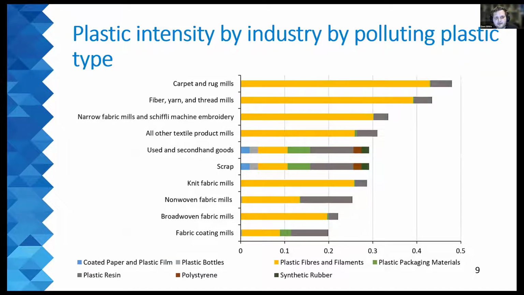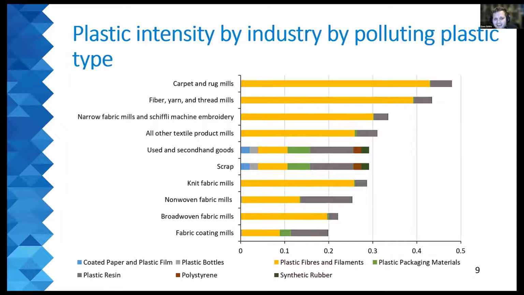Now, looking at the same graph, but just for those 7 polluting plastics that we identified a couple of slides ago, we can see here again, carpet and rug mills is the most plastic intensive industry for those polluting plastics, and 8 out of the top 10 of these industries are related to clothing and fabric manufacturing, with again the two odd ones out being used in secondhand goods and scrap. And in yellow again, plastic fibers and filaments contributes the most to the plastic intensity of these industries.